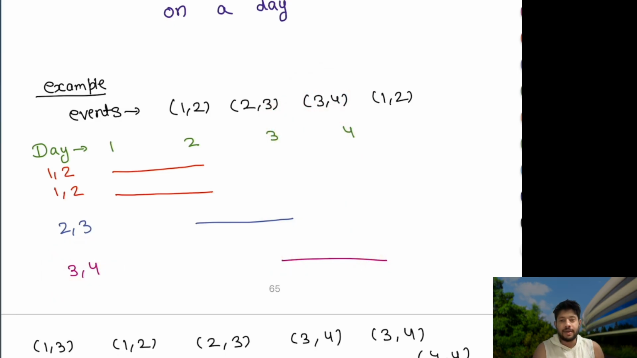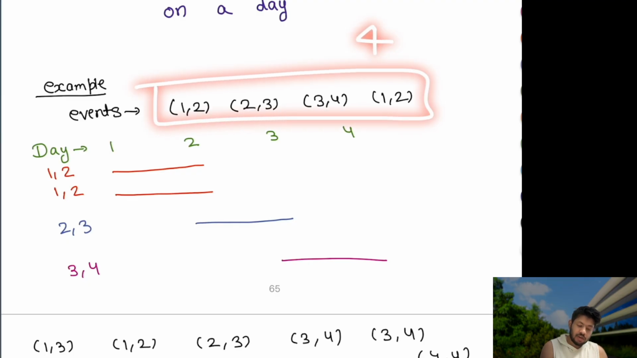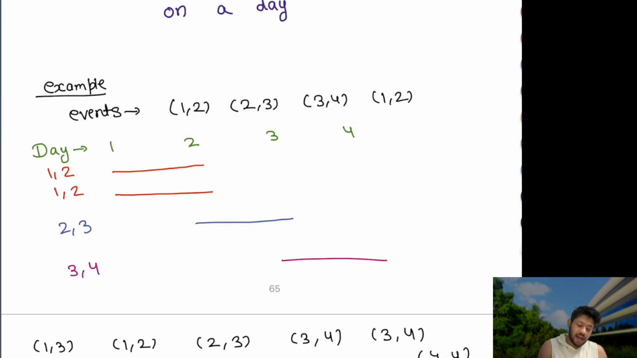Now tell me what's the maximum number of events we can attend. In this case I know that the number of events is 4, so the maximum answer itself can be 4, right? Alright, on day number 1 I can say I want to attend this particular event. I want to attend this event. That is because this particular event is happening on day number 1 and day number 2.